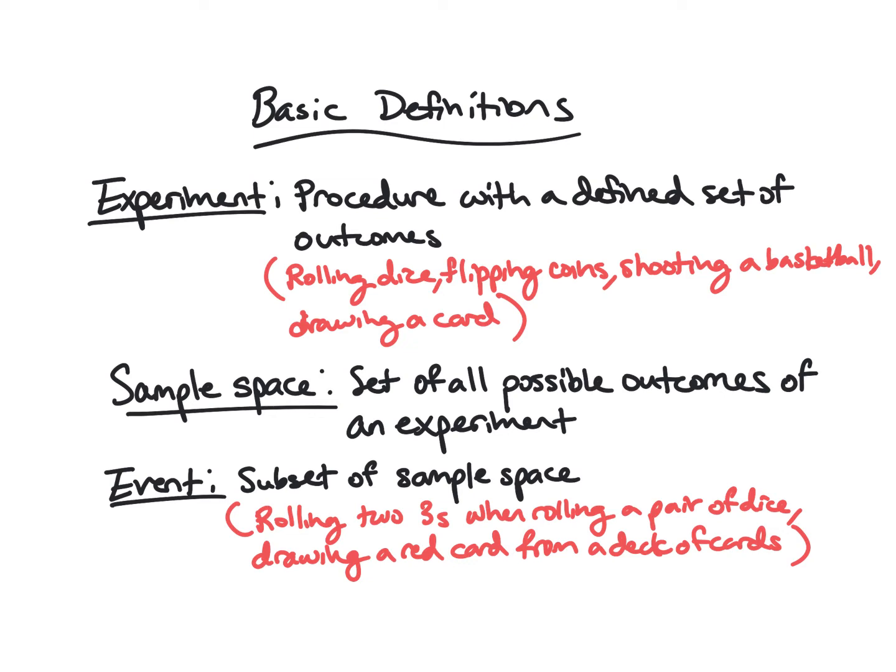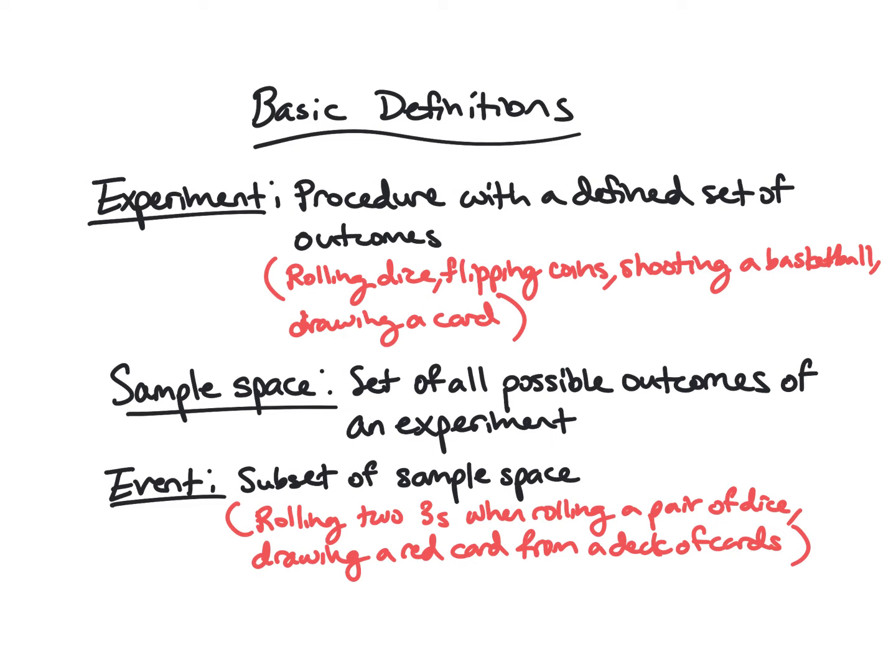So this is just going to be some procedure with a defined set of outcomes. A lot of the ones that we'll do will be rolling dice, flipping coins, drawing cards. You can talk about sports, right? Shooting a basketball has a defined set of outcomes, right? You make or you miss. So that has two outcomes there. These are all examples of experiments.